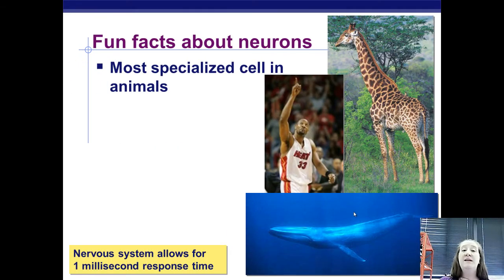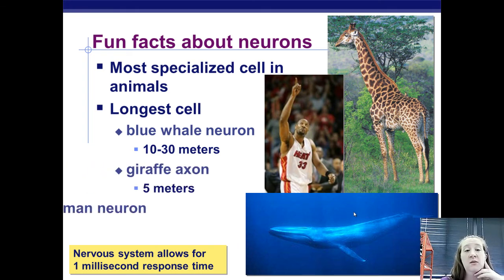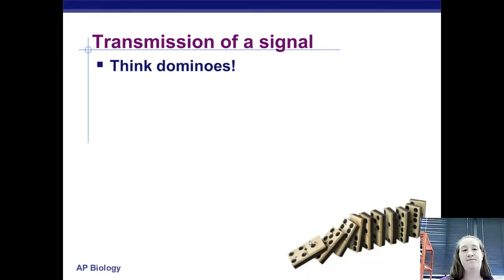The neuron is the most specialized cell in the animal body. It is also the longest cell. A blue whale neuron can be up to 30 meters long. Giraffe about 5, and a human neuron between 1 and 2, depending on how tall you are. But also remember, even as long as the 30-meter neuron, the signal can still travel in less than a millisecond. It's amazing how neurons work.